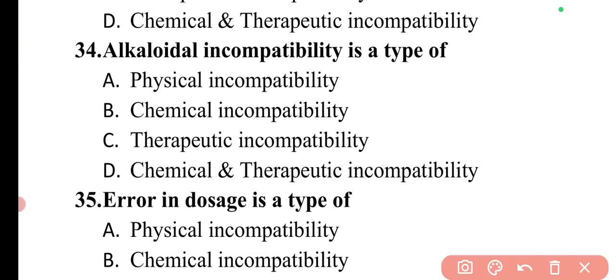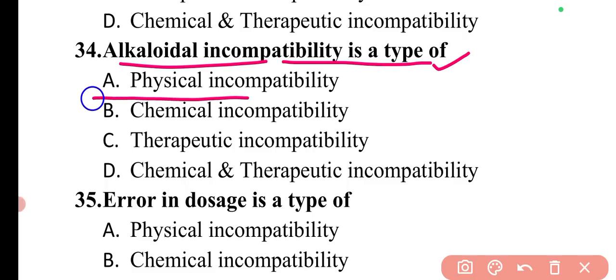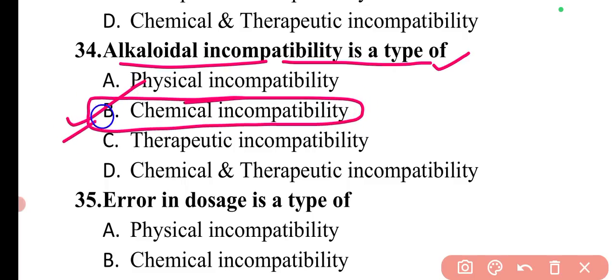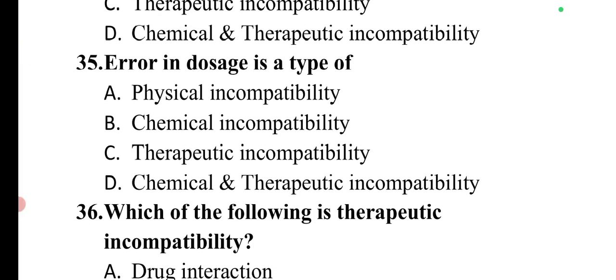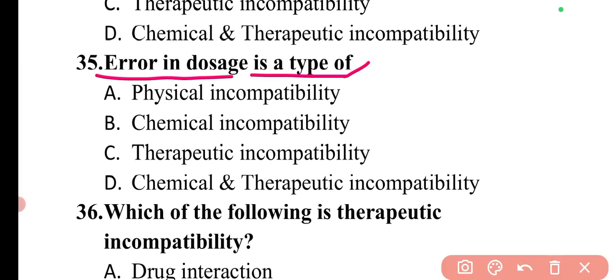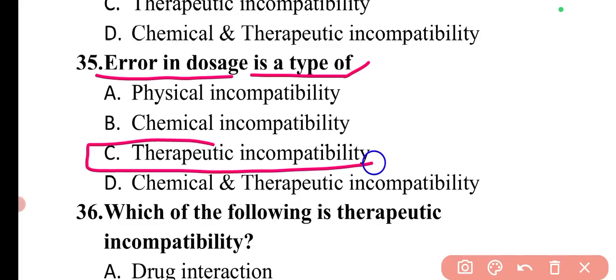The next question is, alkaloidal incompatibility is a type of. So alkaloidal incompatibility, it is a type of chemical incompatibility. So here option B is correct. Next question is, error in doses is a type of. So error in doses, it is a type of therapeutic incompatibility. So here option C is correct.